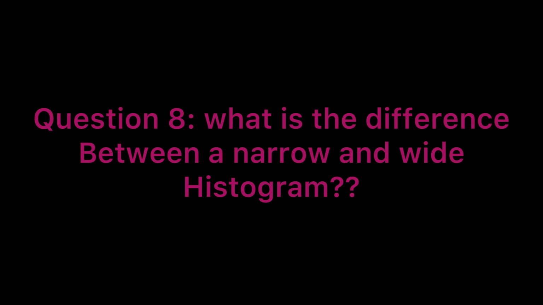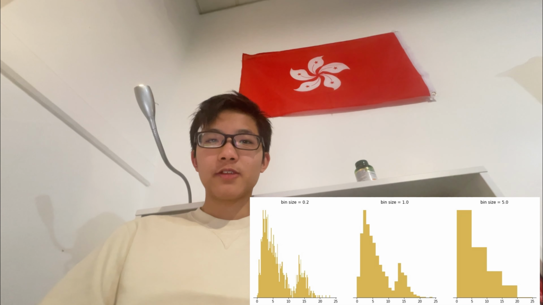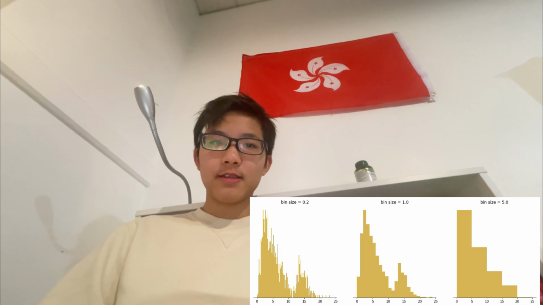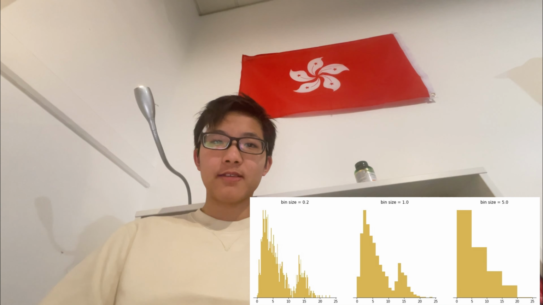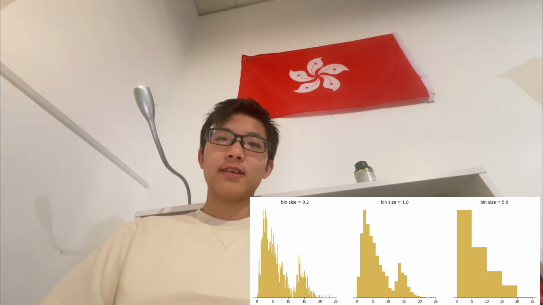The spread can be determined by looking at the range of the data or by calculating the standard deviation of the data. The range is the difference between the highest and the lowest value in the dataset, while the standard deviation measures how much the data deviates from the mean. A narrow histogram has bins that are close together, and the data are concentrated around the mean. A wide histogram, on the other hand, has bins that are further apart, and the data is more spread out.